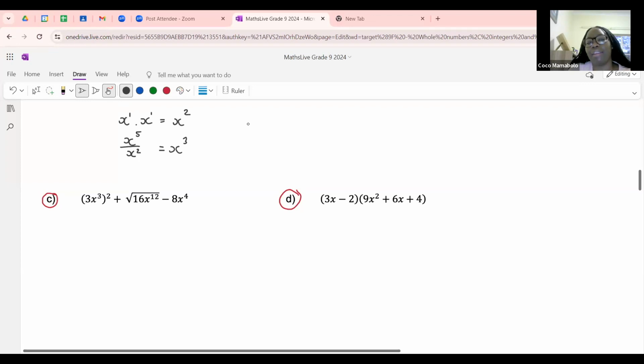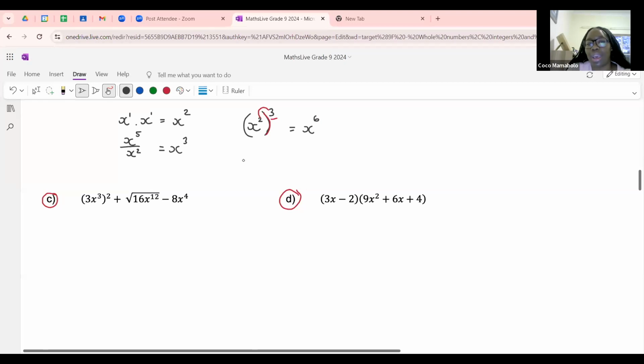Now, if I have a base to a certain power in a bracket, and the bracket has another exponent, I first keep my base. I should not change my base. I leave my base as x, and then I multiply my two exponents. So this becomes x to the power of 6.